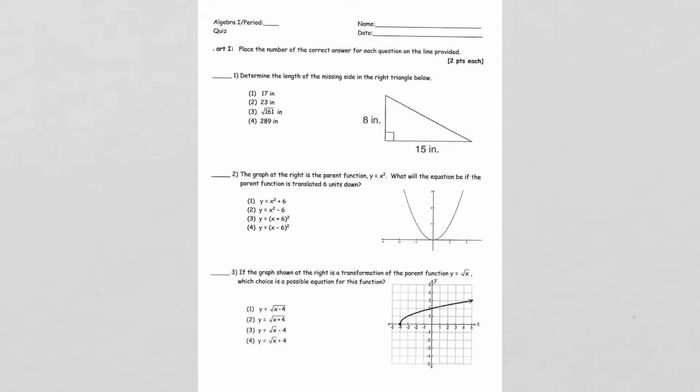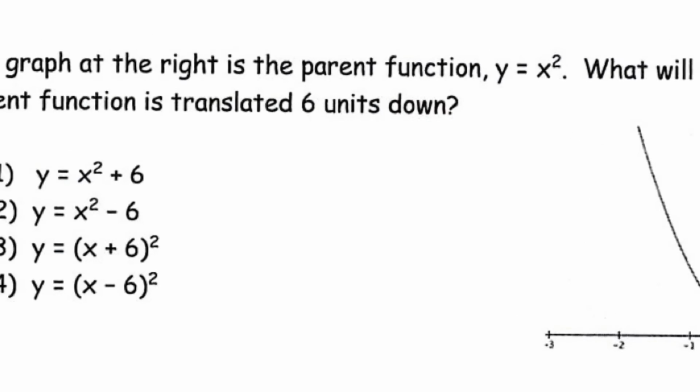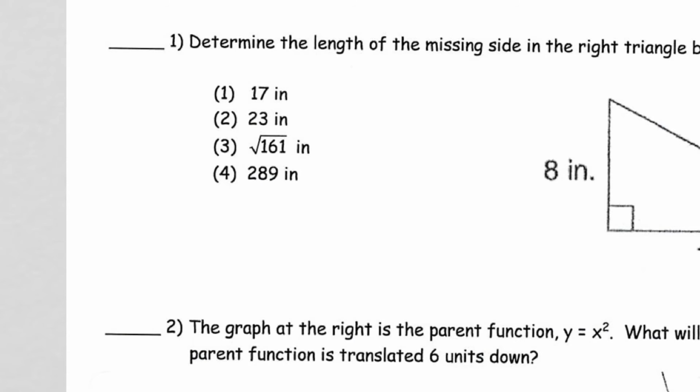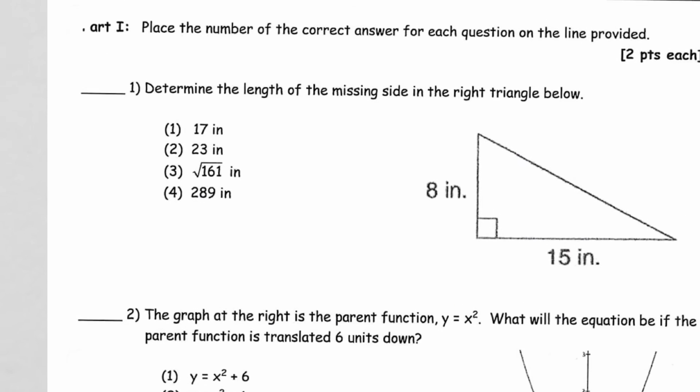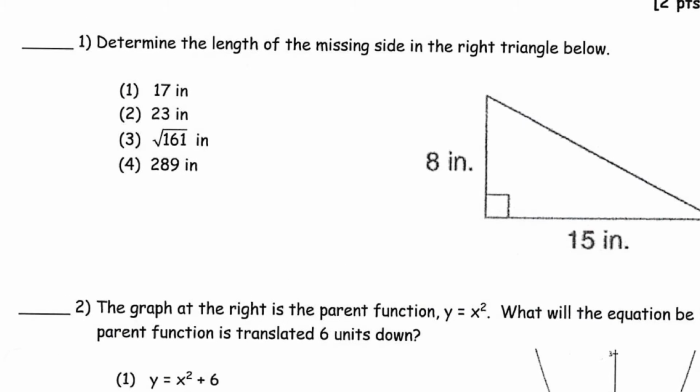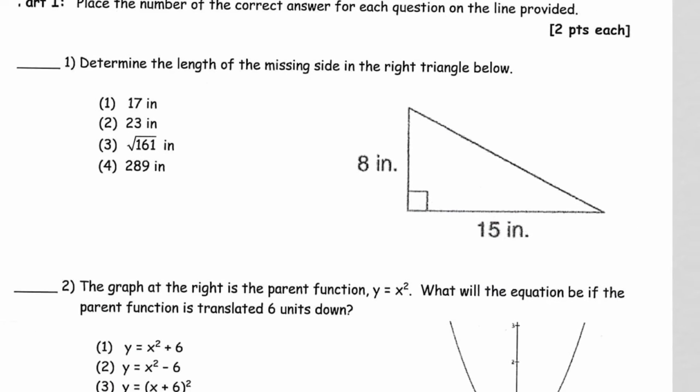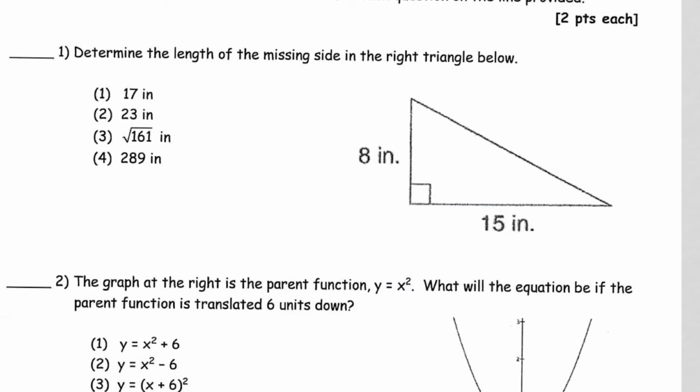Hello everybody, we are going to go over the quiz on the Pythagorean theorem and transformations of various functions. So let's begin at the beginning with number 1 over here. Determine the length of the missing side of the right triangle. I can see that it gives me the length of the two legs, and I need the length of the hypotenuse. So that's going to be right over here, and we can give that a name.